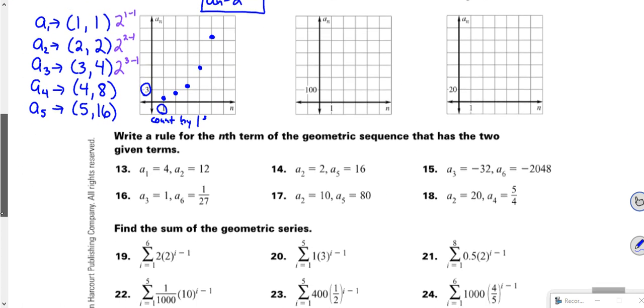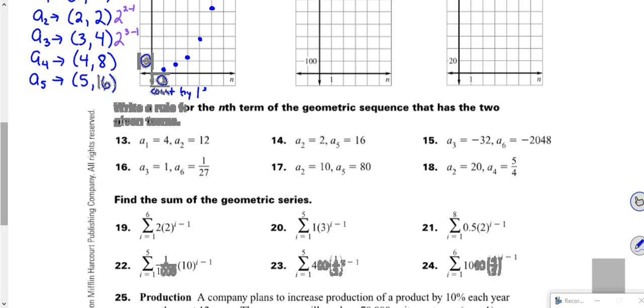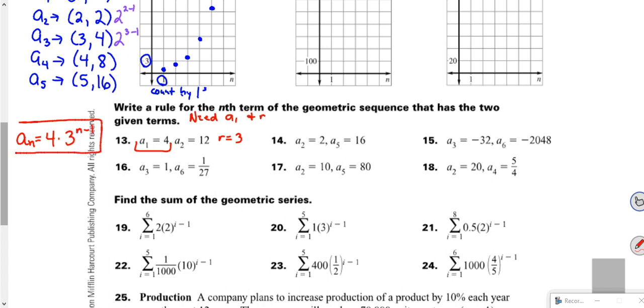Okay, moving on down. Write a rule for the nth term of the geometric sequence that has the 2 given terms. Now, we're going to start off easy here with number 13. First of all, remember, to find the rule, you need a sub 1 and r. That's what you need to find in order to write the rule. Well, we've got our a sub 1 here. And my r, since 4 times 3 is 12, my r on this first one is going to be 3. That's easy enough to see. So then my rule here is a sub n equals 4 times 3 to the n minus 1. That would be my rule for number 13.